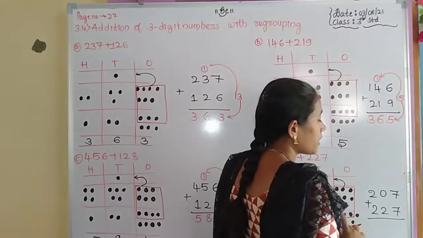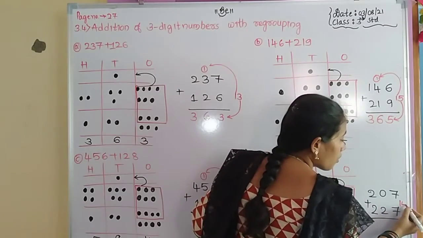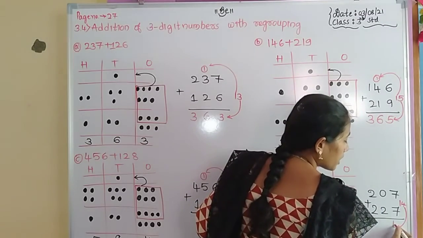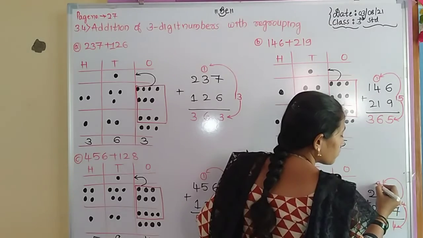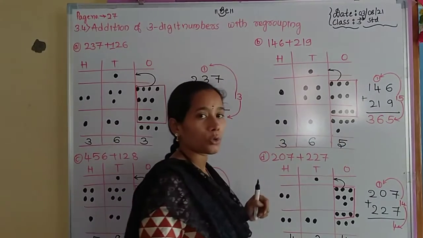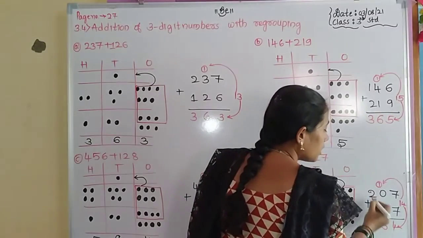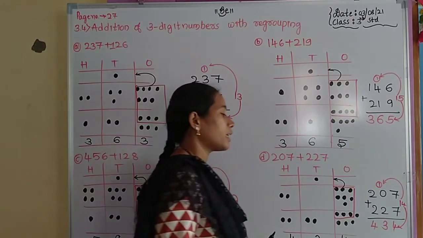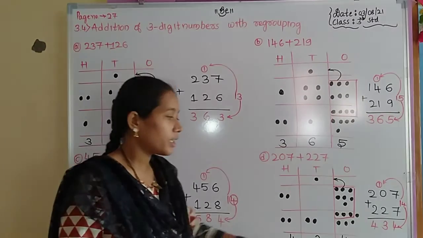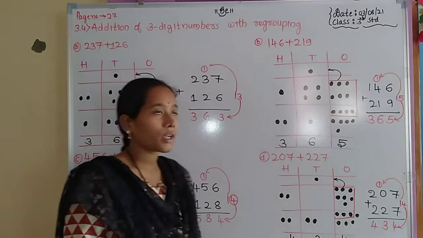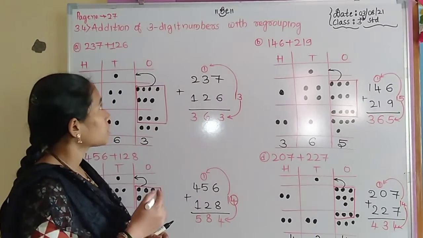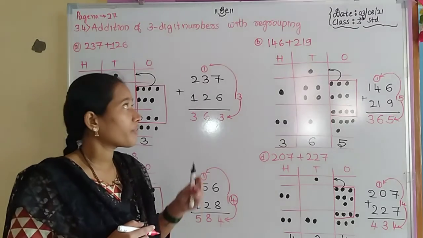So here, see, 7 plus 7 is 14. In 14, write 4 here. 1 is the carrying. 0 plus 2 is equal to 2 only. That's the 0 property. 2 plus 1 is equal to 3. 2 plus 2 is equal to 4. Then what's the number name? We got here 434. Okay. This is the what? Addition of the 3 digit number with regrouping.